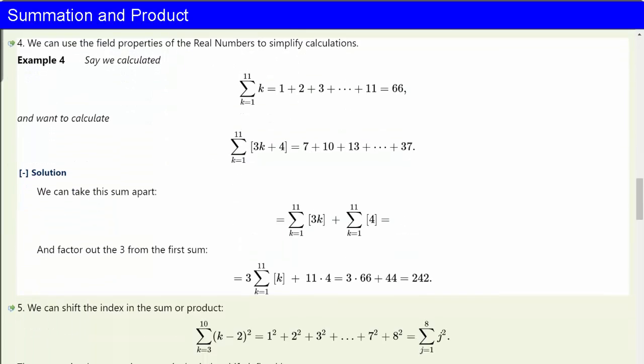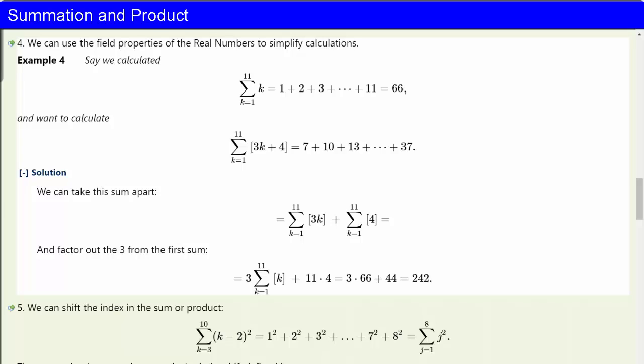A fourth point. We can use the field properties of the real numbers to simplify calculations. For example, suppose that you have already calculated the sum from k equal 1 to 11 of k. That's just 1 plus 2 plus 3 and so on up through 11, and it's 66. Now you want to calculate the sum from k equal 1 to 11 of the numbers 3k plus 4. Now you can write that out. It's 7 plus 10 plus 13, and you stop when you get to 37.